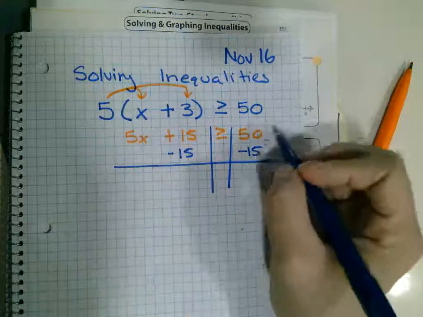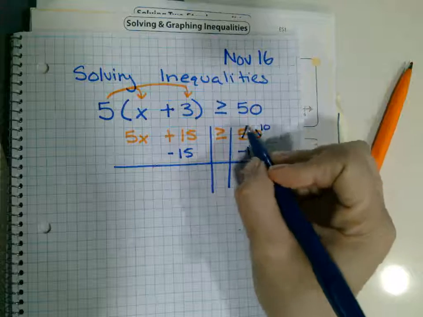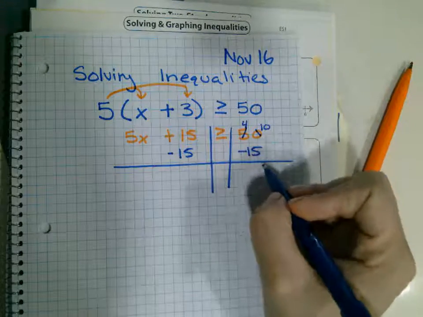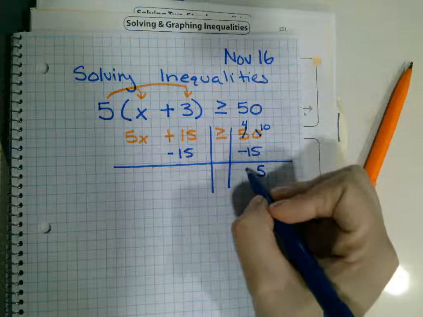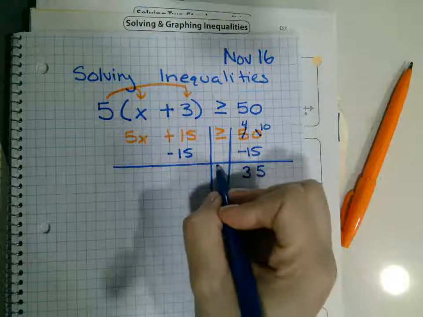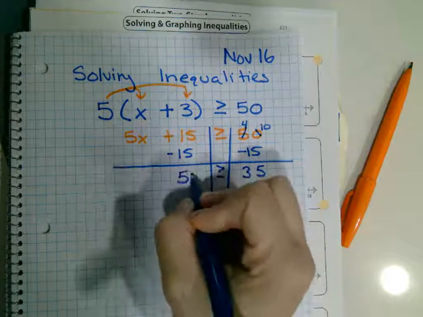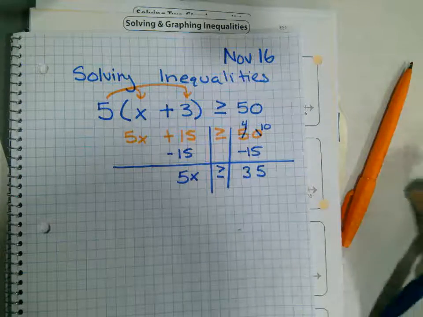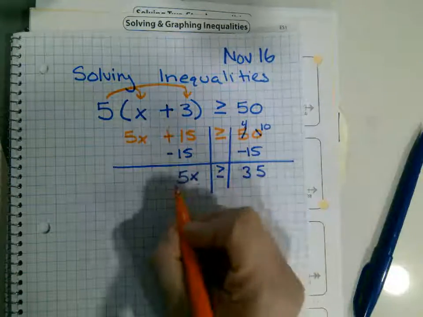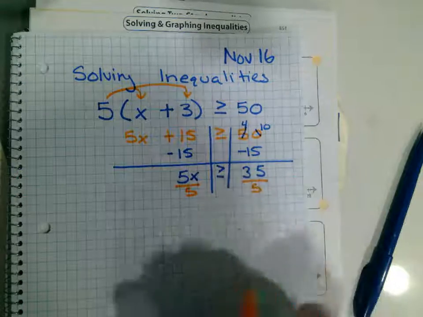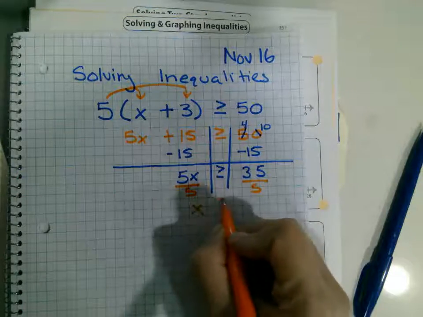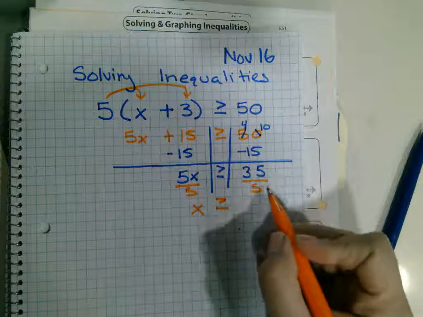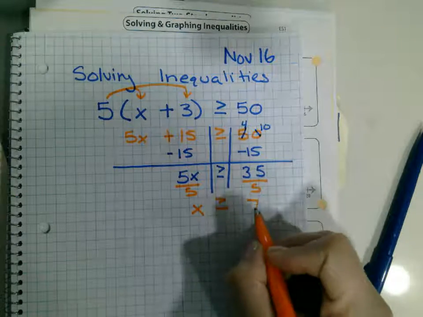Okay. On this side, we're going to do the math. So borrow correctly. 10 minus 5 is 5. 4 minus 1 is 3. Bring down the inequality. Then we have 5x. What's our last step? Our last step is to move this 5 by dividing by 5, dividing by 5. So we're left with x is greater than or equal to 35 divided by 5. That is 7.